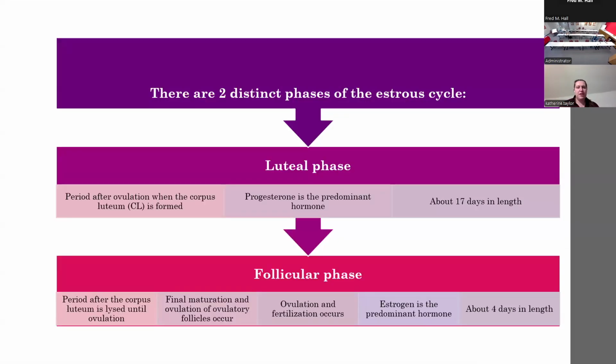So there are two distinct phases of the estrus cycle. We have the luteal phase and the follicular phase. The luteal phase, that's predominantly when those animals, you're not seeing any signs of heat. It's got progesterone as our predominant hormone. There's a CL present on the ovaries, and it's about 17 days in length. Then we have our follicular phase. This is when that corpus luteum dies off. We see maturation of follicles, and then we start seeing signs of heat. And estrogen is our primary hormone during this time.